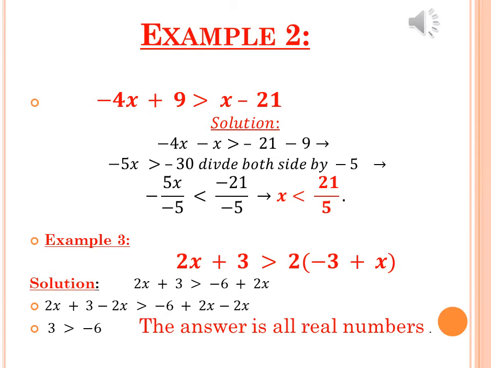No variable here, it's only numbers. Left hand side is 3. Right hand side is minus 6. It's possible. What it means is that if we put any value of x on the left and the same value on the right, we get the same result. So for all values of x, the solution is all real numbers.